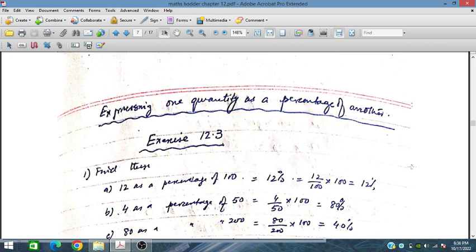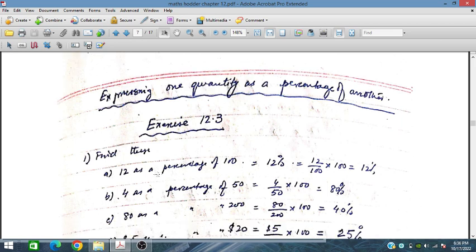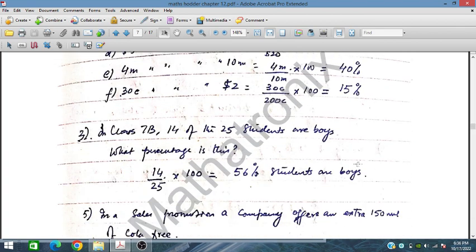Expressing one quantity as a percentage of another. So 12 as a percentage of 100 is equal to 12%. Similarly, 4 meters of 10 meters is basically 40%. 30 cents of $2 is equal to 30 cents divided by 200 cents into 100, which is equal to 15%.